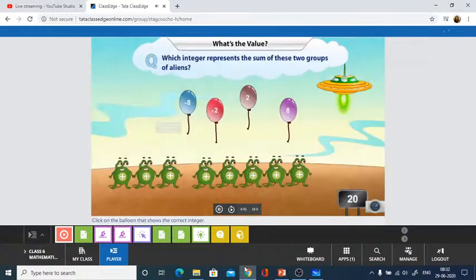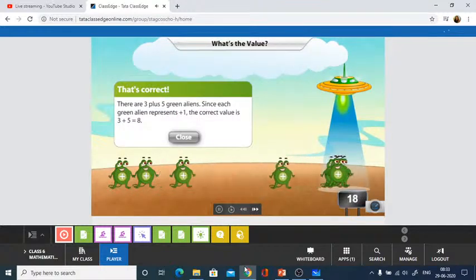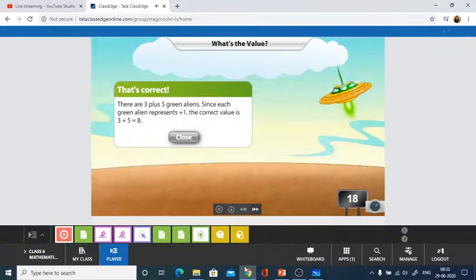Which integer represents the sum of these two groups of aliens? Click on the balloon that shows the correct integer. If you don't hurry, the aliens will be stranded on Earth. That's correct. There are 3 plus 5 green aliens. As each green alien represents +1, the correct value is 3 plus 5. That is equal to 8.